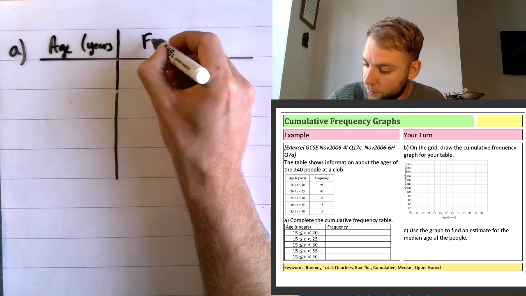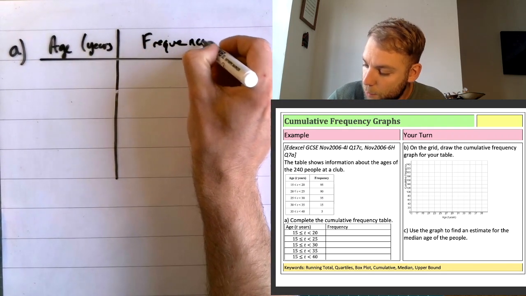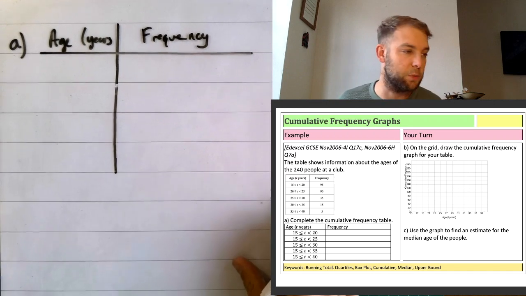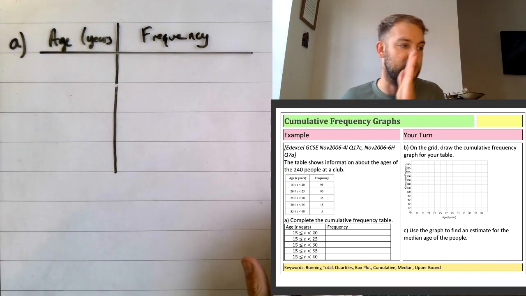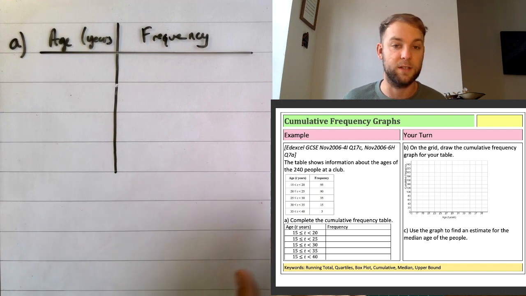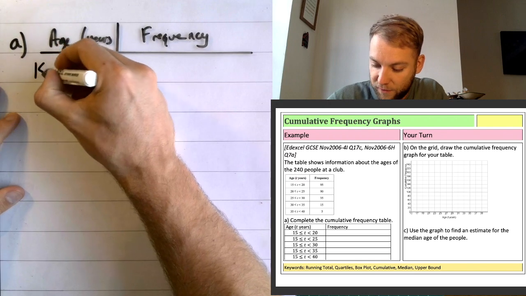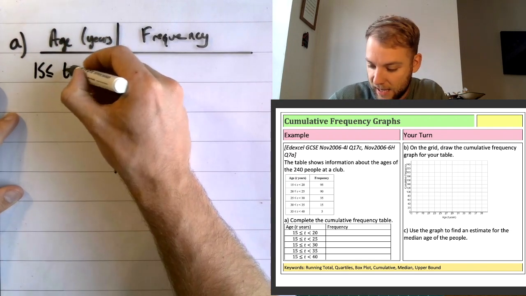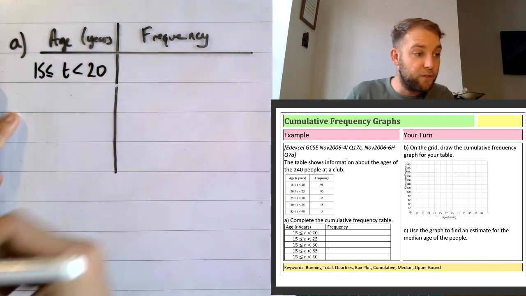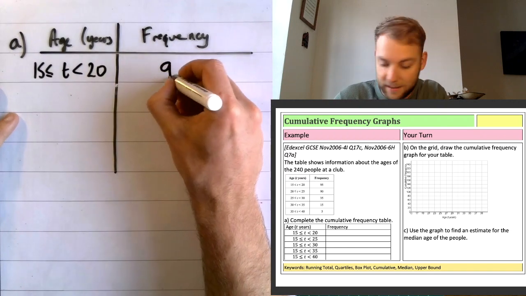We've got the frequency over here. So we've got the frequency of each class width. So we know the frequency between 15 and 20. We know the frequency between 20 and 25. But when we're doing the cumulative frequency, we're combining those together. So we've got the first one, which is 15 is less than or equal to t is less than 20. And we know the frequency in that one is 95.